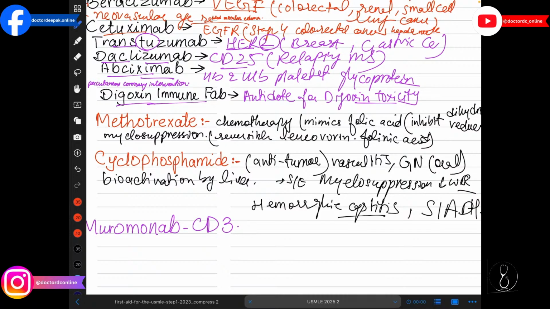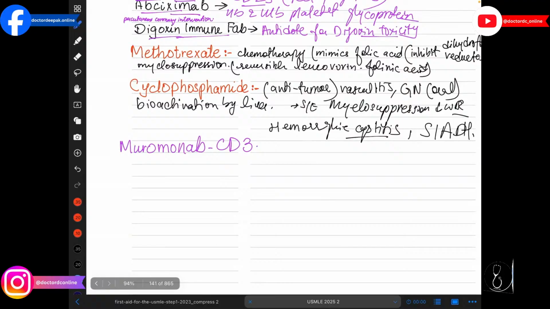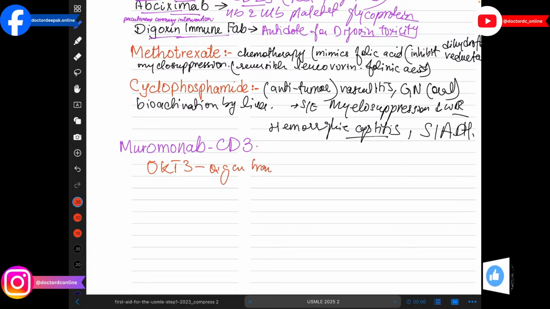There is one more drug that is a Monoclonal CD3. The monoclonal antibody is also called OKT3, and is used in organ transplantation, and it binds to the epsilon chain of CD3 on T cells. And it blocks the T cell activation and leads to T cell depletion from circulation.